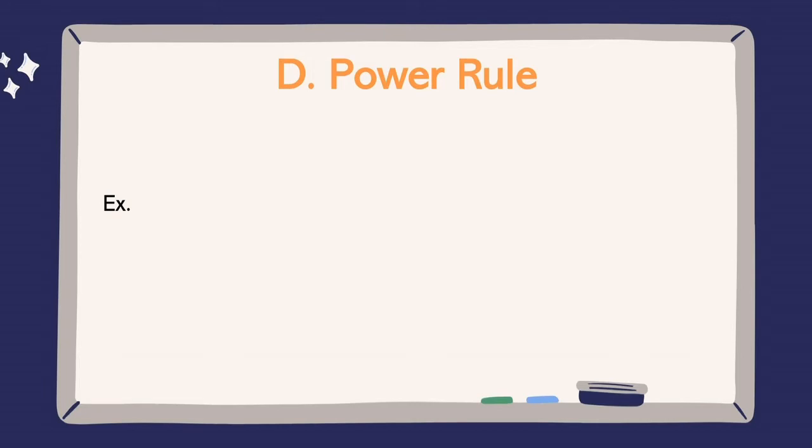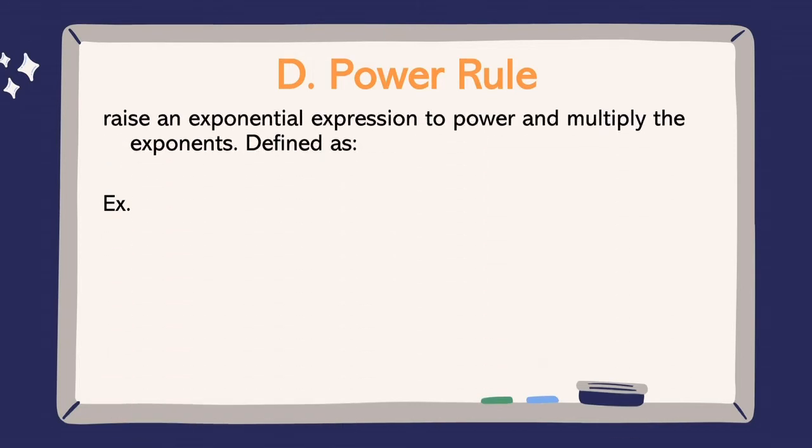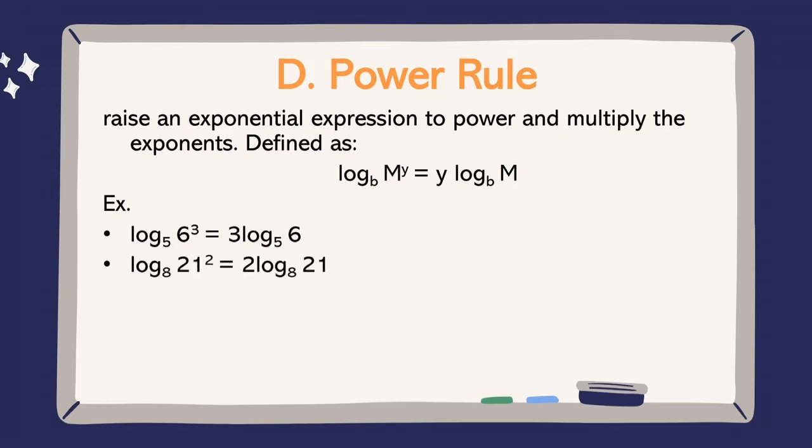Next is the power rule. Raise an exponential expression to the power and multiply the exponent. Defined as the logarithm of m to the power of y to the base of b is equal to y times the logarithm of m to the base of b. Here are some examples. The logarithm of 6 cubed to the base of 5 is equal to 3 times the logarithm of 6 to the base of 5. The logarithm of 21 squared to the base of 8 is equal to 2 times the logarithm of 21 to the base of 8. The logarithm of 9 cubed to the base of 16 is equal to 3 times the logarithm of 9 to the base of 16.